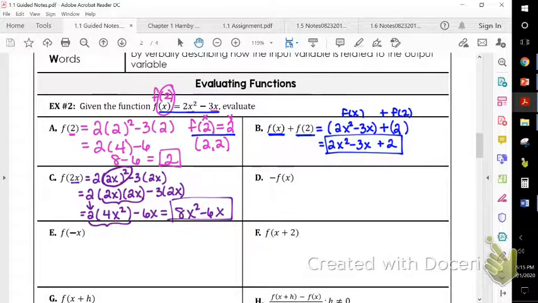Moving on to D. D is negative f of x. Well, we know a negative in front just means to put a negative sign there. And then we know what f of x is. F of x is 2x squared minus 3x. That's what they gave us. So we're just going to distribute this negative, or remember it's the same as a negative 1, into that parenthesis. So we have negative 2x squared plus 3x.